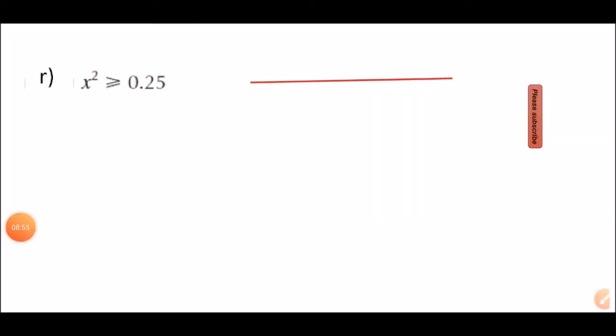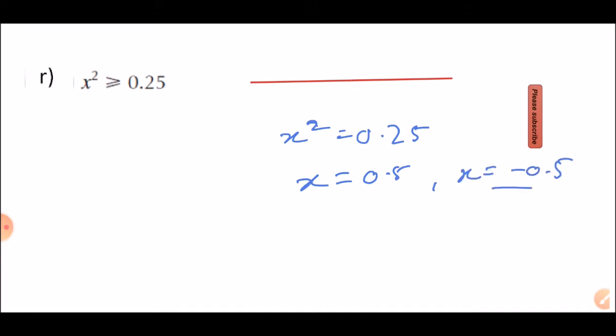So question R, we have to just square root both sides, and you might want to use a calculator for this. So if we have x squared is equal to 0.25, there are two solutions. X is equal to 0.5 or x is equal to minus 0.5, because when you do minus 0.5 times minus 0.5 you get positive 0.25. So those are two easy solutions.